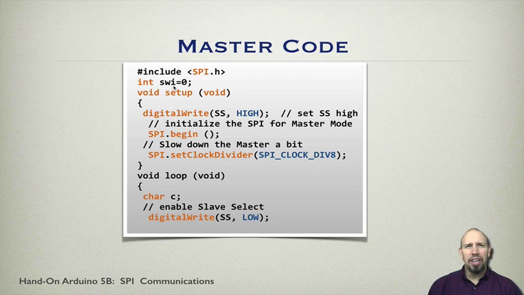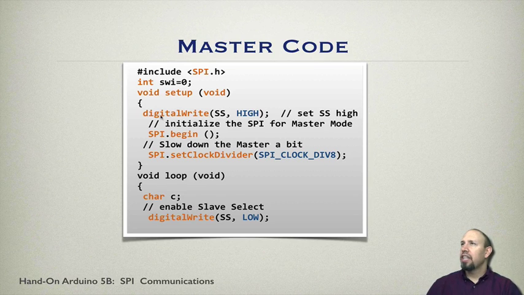So int switch SWI is a switch. I know sometimes the variable names are cryptic, but anyway, it's going to start off being 0. It's going to switch between 0 and 1. When it's 0, it's going to transmit the hello world. When it's 1, it's going to transmit the bye bye world. So here's the setup program.